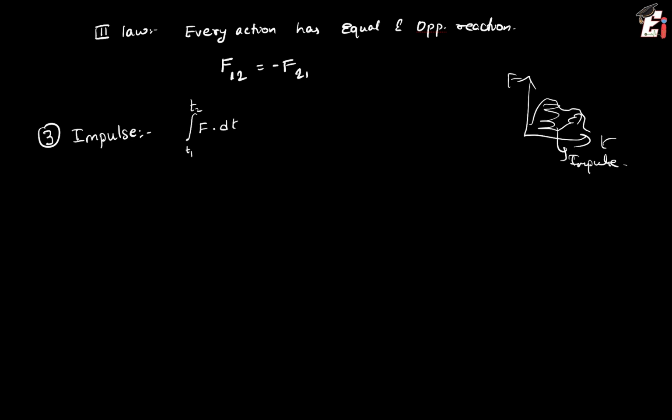So impulse is nothing but force into time, and you know force is nothing but mass into velocity by time. Into time, you get mass times velocity.